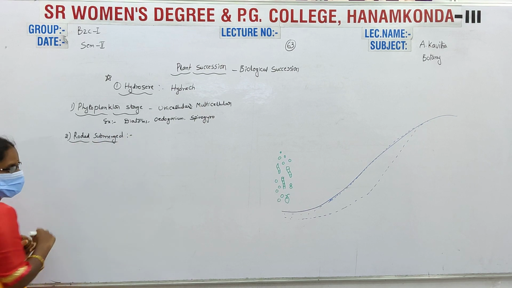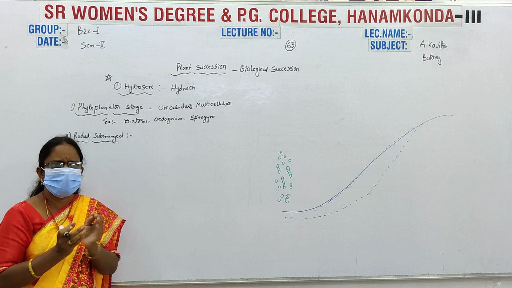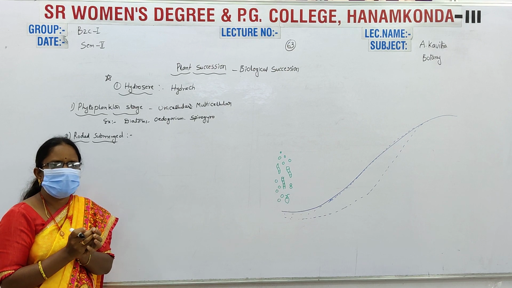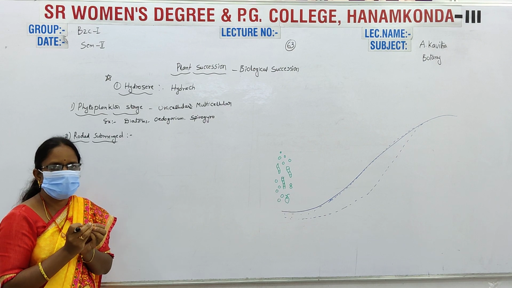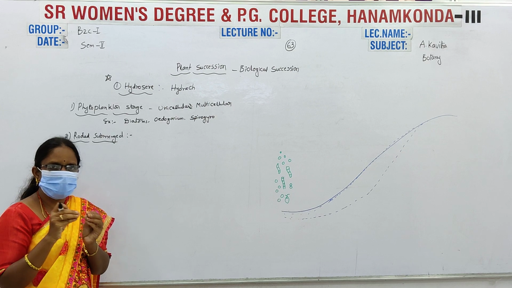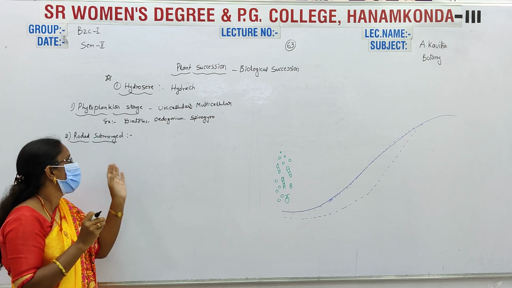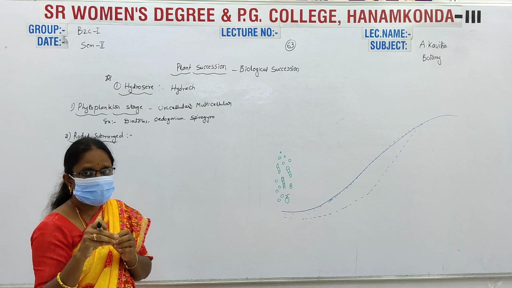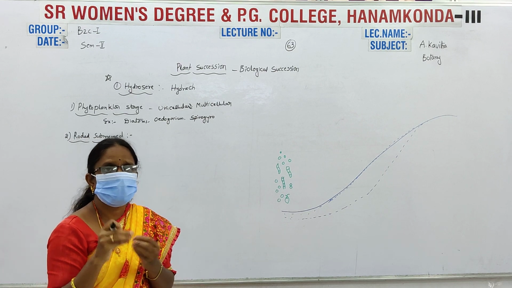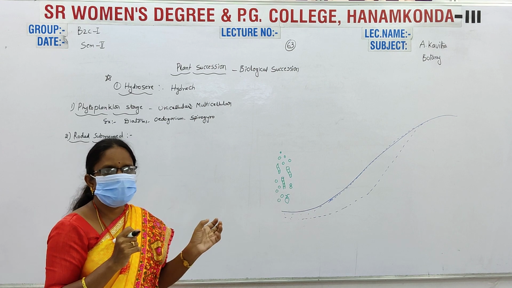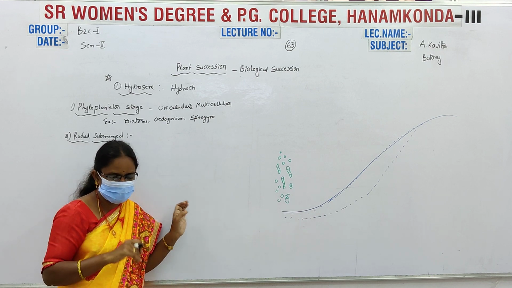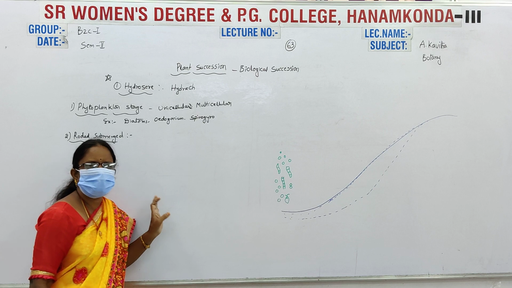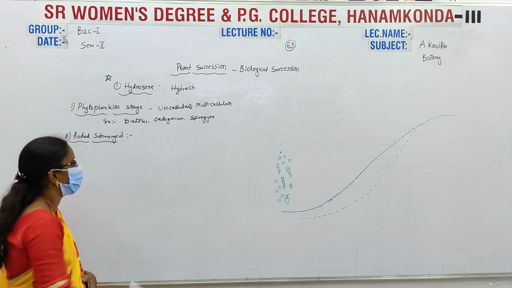Rooted submerged stage. In this type, plants have roots attached to the substratum, and the plant is completely submerged, dipped completely in water. This is the rooted submerged stage, also called rooted hydrophytes.